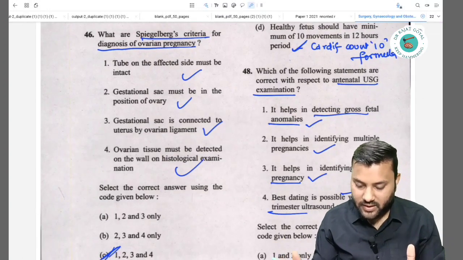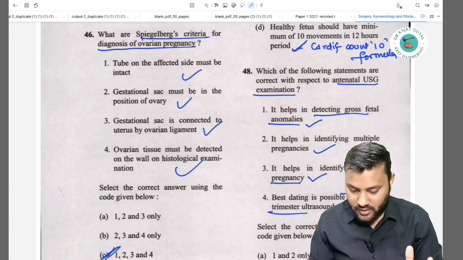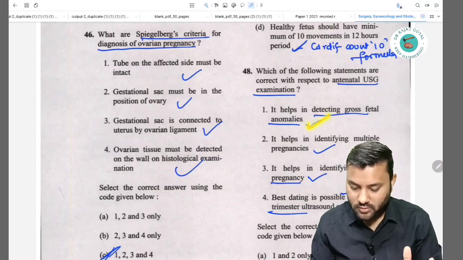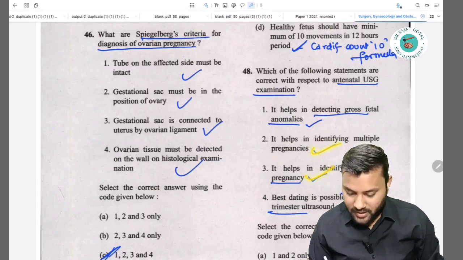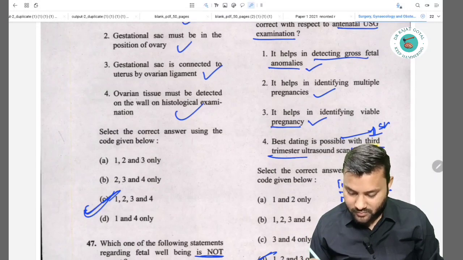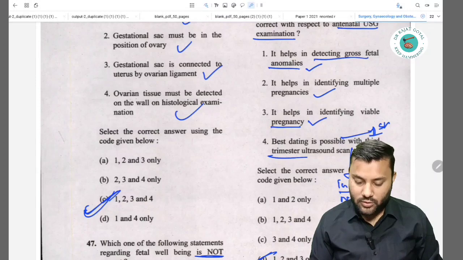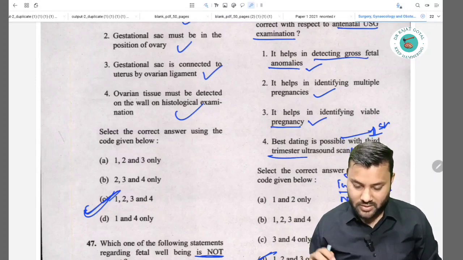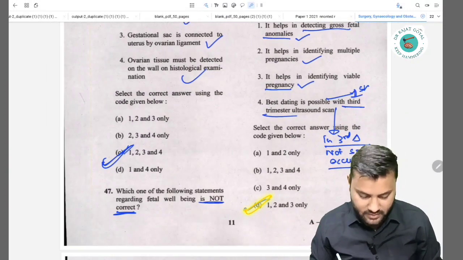Which of the following statements are incorrect with respect to antenatal USG examination? It helps in detecting gross fetal anomalies. Yes, this is true. It helps in identifying multiple pregnancy. This is also true. It helps in identifying a viable pregnancy. This is also true. Best dating is possible in the third trimester. Ultrasonography is used for dating in the first trimester, not in the third trimester. So this is the incorrect option. The answer here will be 1, 2 and 3. Option D is correct.